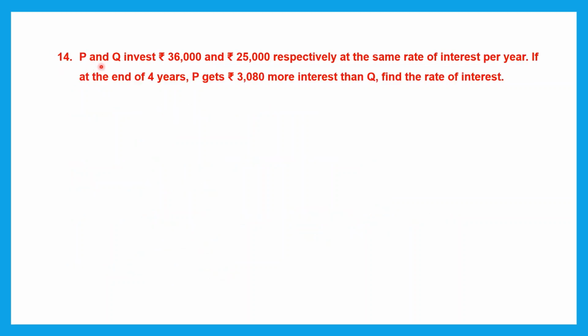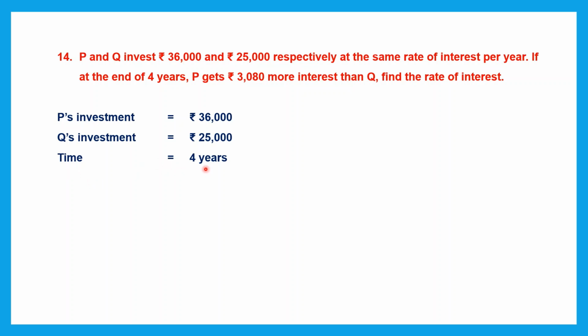Question 14. P and Q invest 36,000 rupees and 25,000 rupees respectively. That means P invests 36,000 and Q invests 25,000 at the same rate of interest per year. If at the end of 4 years, P gets 3,080 more interest than Q, find the rate of interest. So let's go slow with this one. P's investment, this is the principal. So how much has P invested? 36,000 rupees. How much has Q invested? 25,000 rupees. So this is the principal for both of them. Then the time is 4 years.